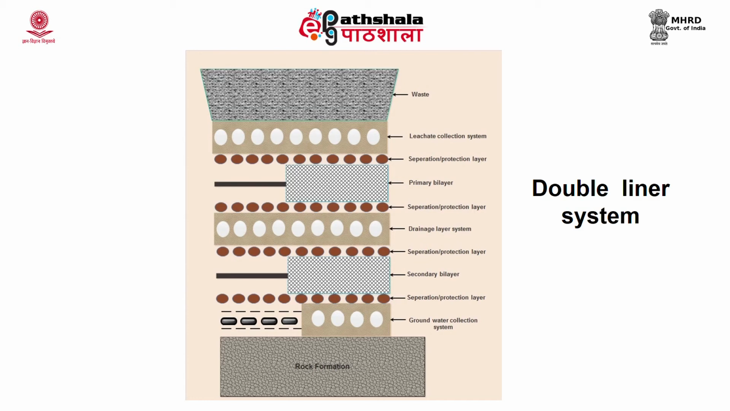Below this primary layer you have a drainage layer, the intermediate drainage layer which I told you is used for collection of leachate and gas. Now, below this drainage layer again you have a secondary barrier lined on both sides with a protection layer which is a geotextile, and finally the last layer which is an optional layer is the groundwater collection system which will have drainage pipes lined with geonet which is used for collecting the groundwater.